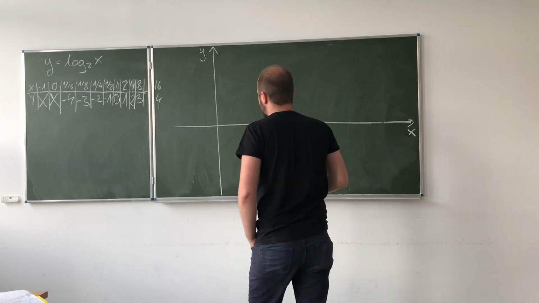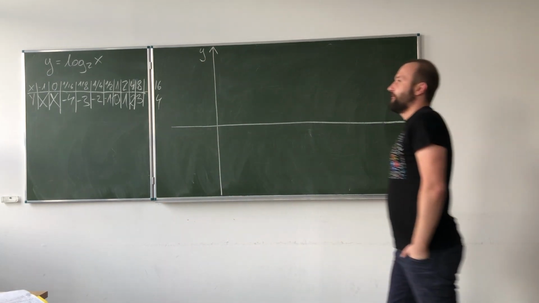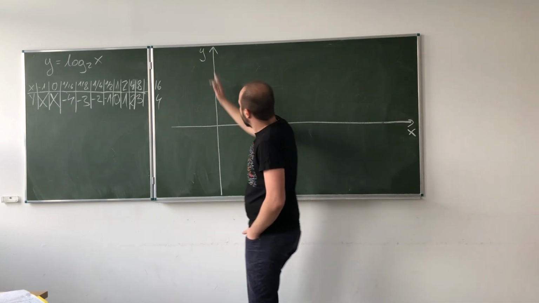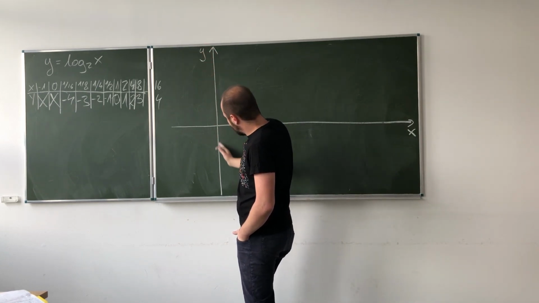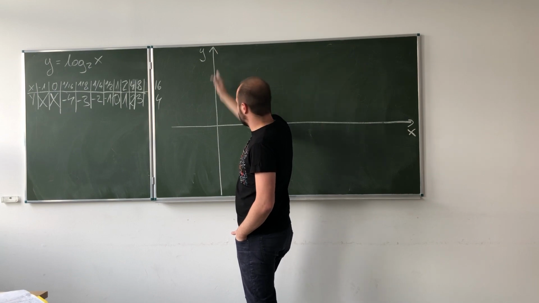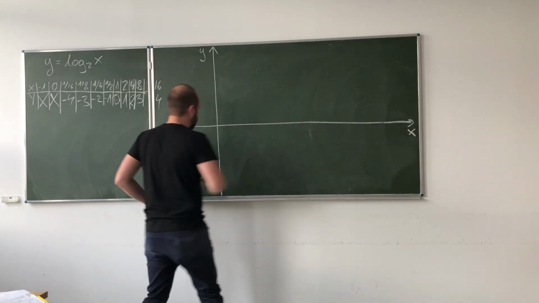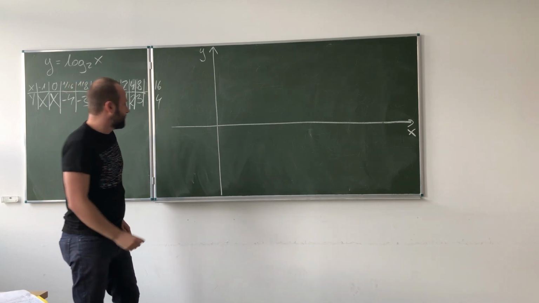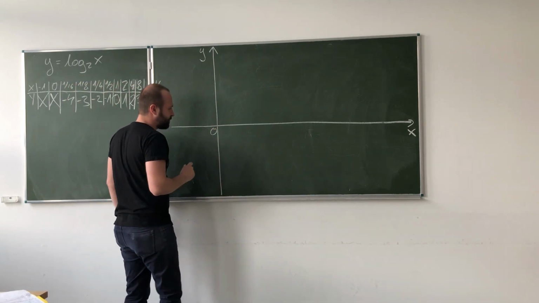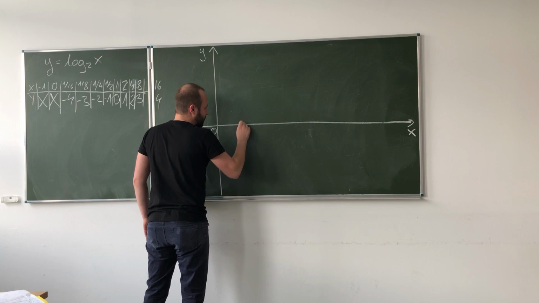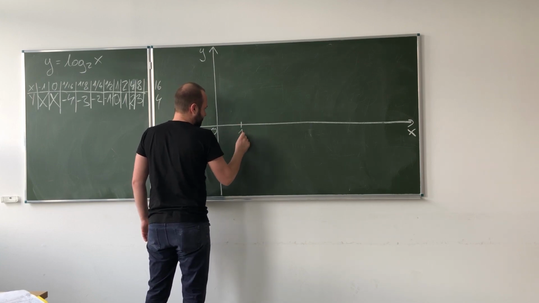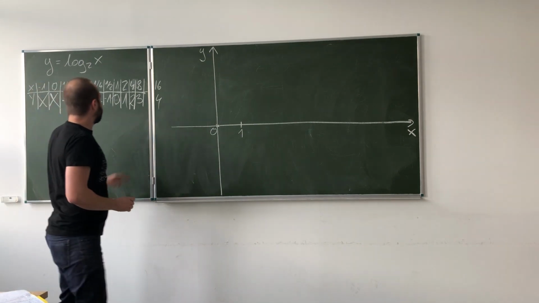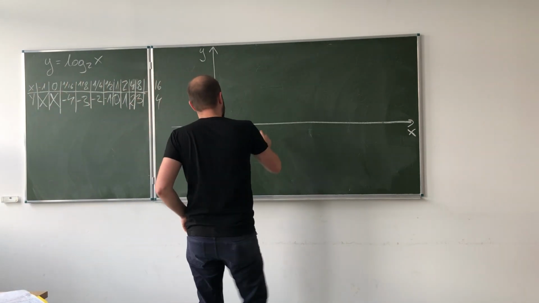Here is x, here is y. So, first thing, we should remember that here we have an asymptote. The function will never be touching 0, never will cross this axis. And now let's put some values. Well, definitely 1, 0. And look, what is happening over here?